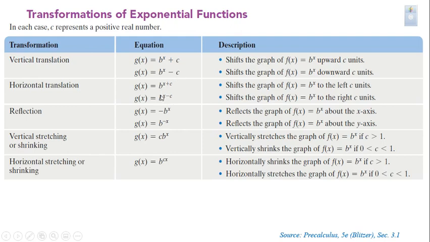If you multiply the exponent by -1, then you reflect across the y-axis. But if you multiply the whole expression by -1, then you reflect across the x-axis. And of course, if you multiply the exponent by a constant, then you're going to have either a horizontal compression or stretch, depending on what the constant is. And likewise with multiply the whole expression by a constant. So it's the same stuff as we did before.